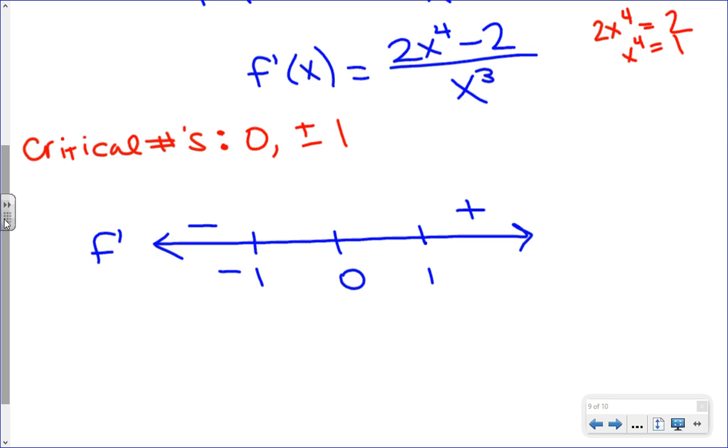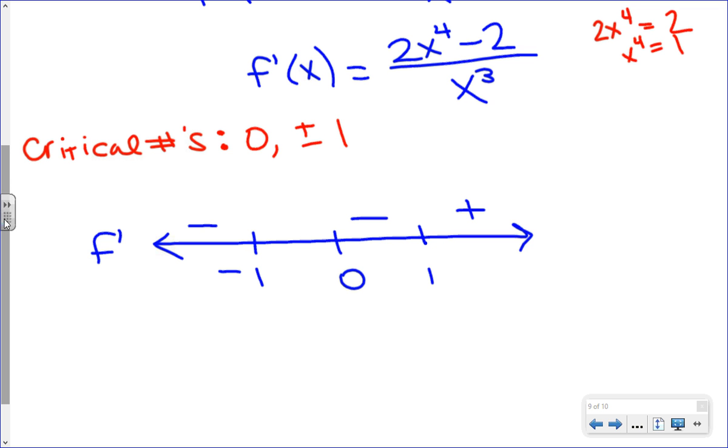Now, if you need to make some chicken scratch calculations to the right of your work, go for it, but you can do this in your head if you'd like. Okay, between 0 and 1. 1/2. Did you have a question? Just give me 2 minutes. Let's get to the end of the video. All right, 1/2. 1/2 to the 4th would be 1/16. Times 2 would be 1/8. 1/8 minus 2 would be a negative number. Divided by 1/2 cubed, that would be positive.